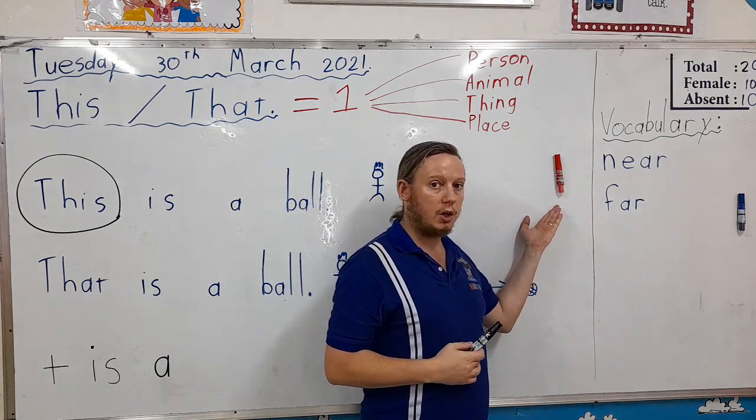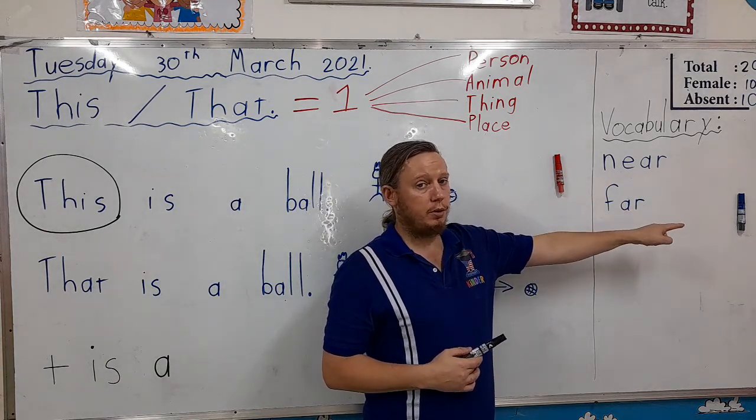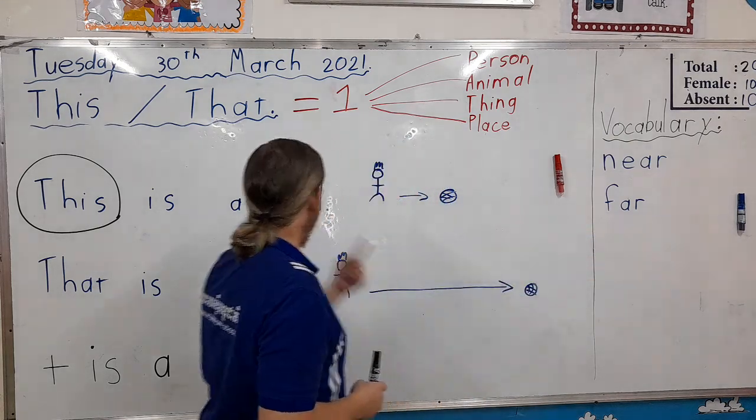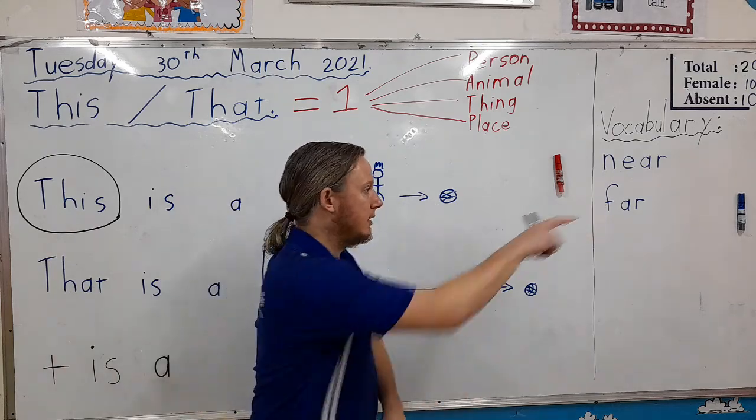This is a red marker. That is a blue marker. I try and remember that that is the one that I must point with. That.